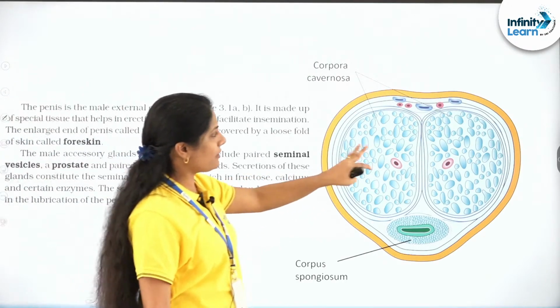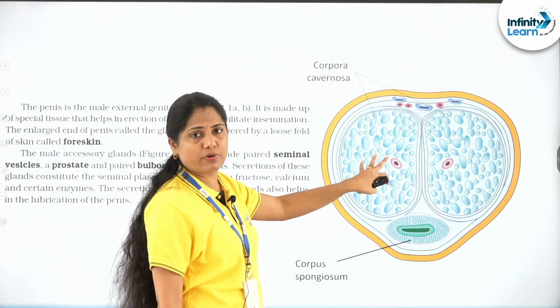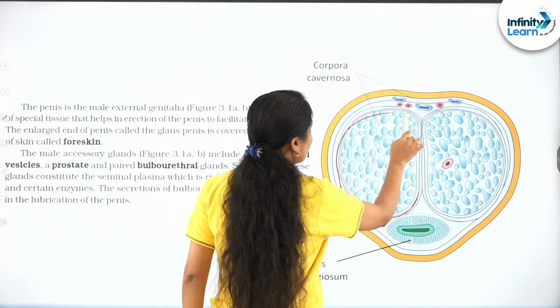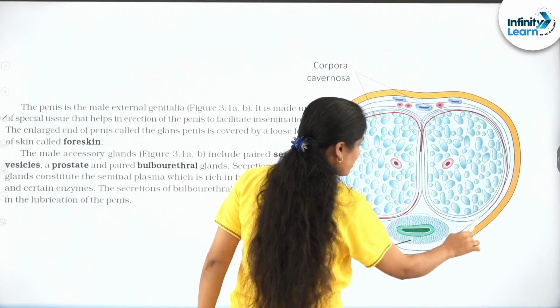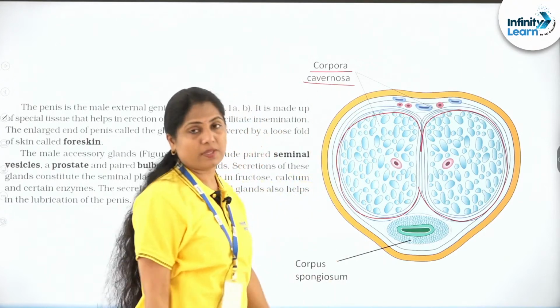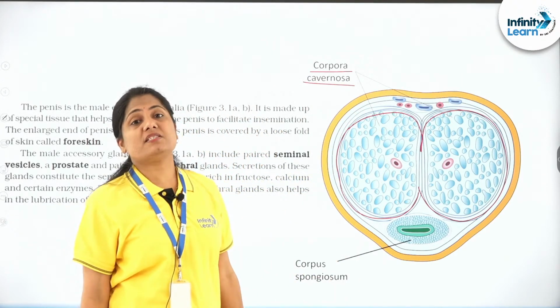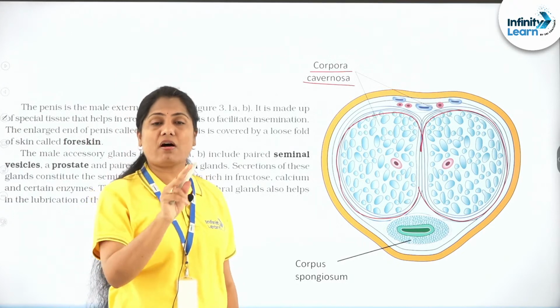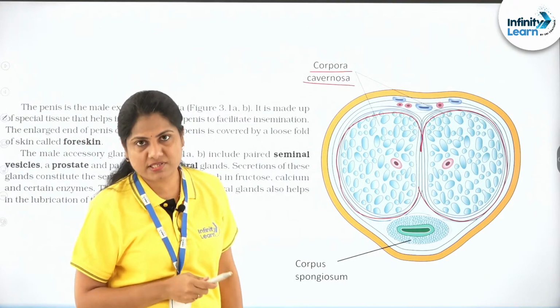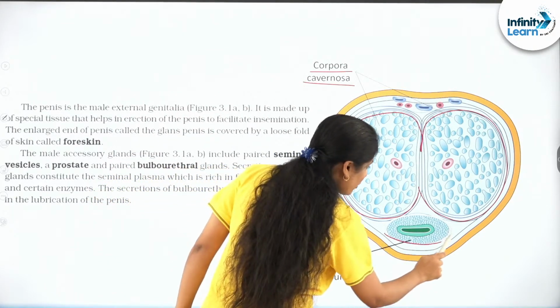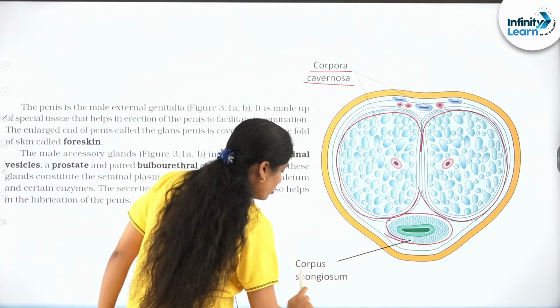Now look at the internal structure of the penis. Beautiful, beautiful diagram. You understand there are these columns of tissues, right? The dorsal ones, which are referred to as corpora cavernosa. Wherever you see corpus, it's a body. Here we are referring to two bodies. Corpora will be a plural. Corpus is singular, right? Corpora cavernosa, and then there is a corpus spongiosum.